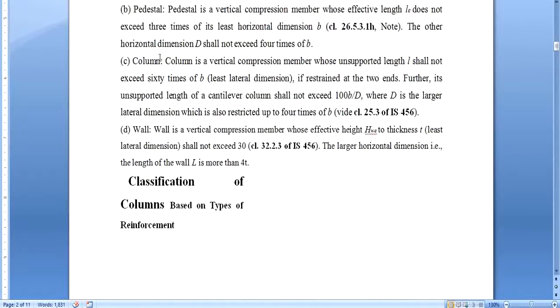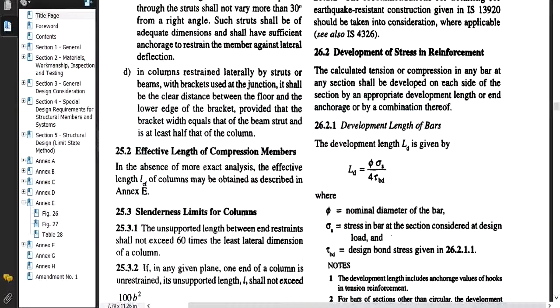Okay. Now a column is a vertical compression member whose unsupported length L shall not exceed 60 times of B, the least lateral dimension, if restrained at two ends. Further, the unsupported length of a cantilever column shall not exceed 100 b squared by d, where d is the larger lateral dimension, which is also restricted up to 4 times of b. This is given in clause 25.3.